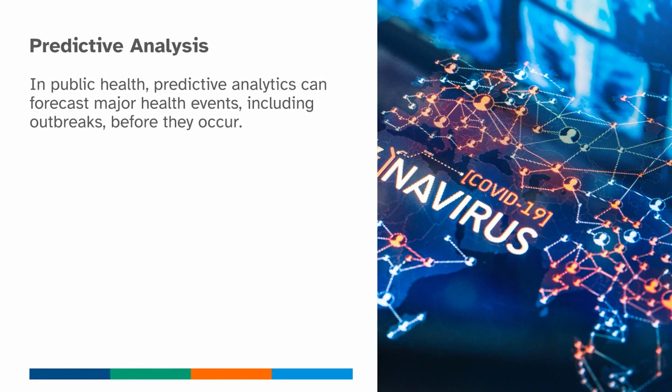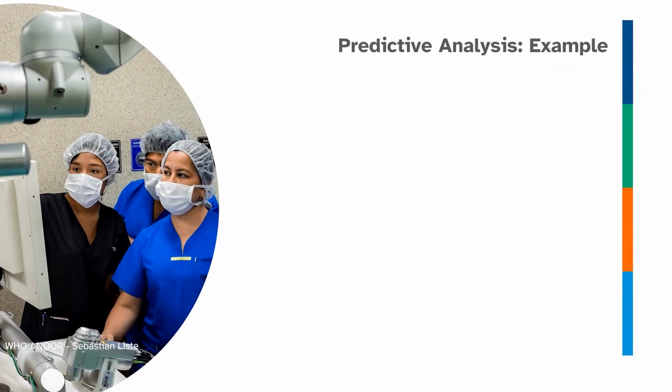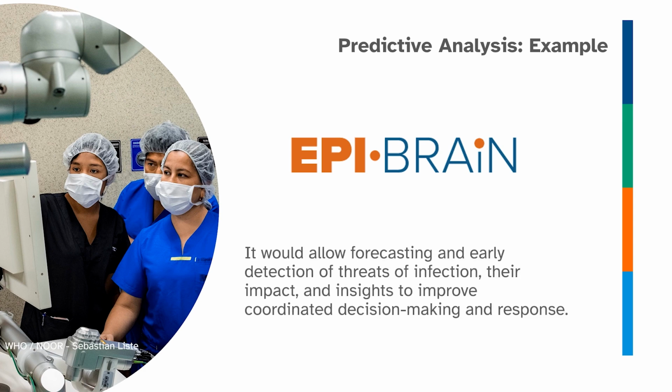In public health, predictive analytics can forecast major health events, including outbreaks, before they occur. For example, before the COVID-19 pandemic, WHO was developing EpiBrain, a global platform that will allow experts in data and public health to analyze large data sets for use in emergency preparedness and response. It would allow forecasting and early detection of threats of infection, their impact, and insights to improve coordinated decision-making and response.